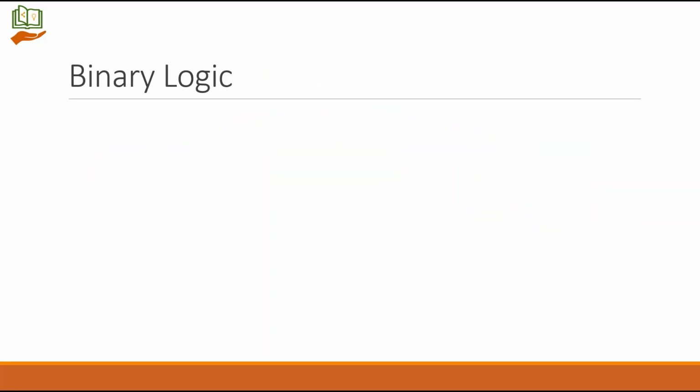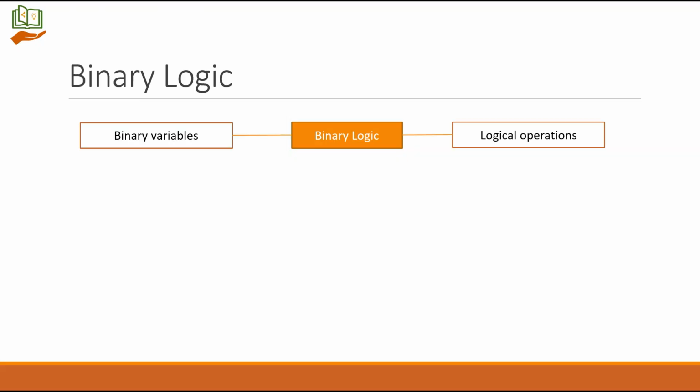We have already learnt about binary data. So we know binary data is nothing but two element data, one is 0 and another one is 1. What is this binary logic? When you apply logical operations to binary data, that will be binary logic. So let's take binary logic. What does it have? It contains binary variables and logical operations together. So that is combinedly called binary logic.